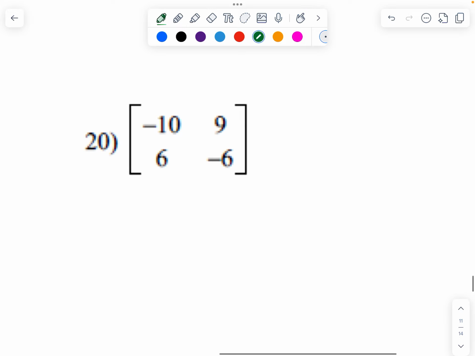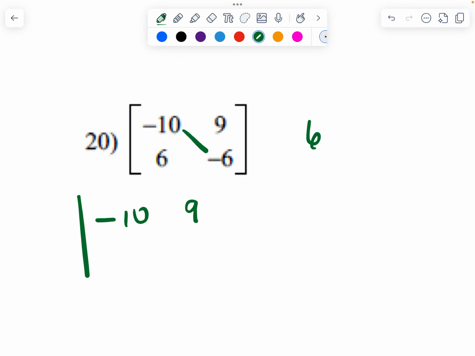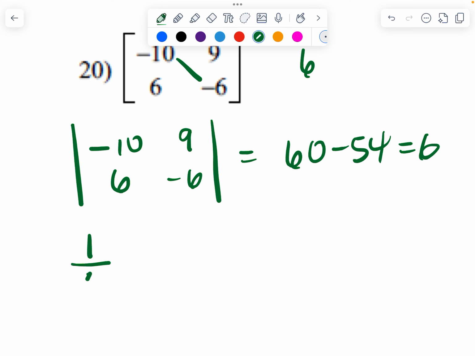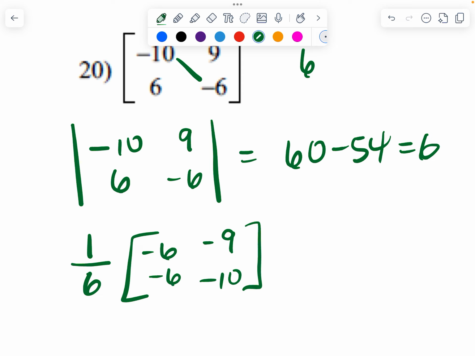Okay. This one, that's going to get me, oops, sorry. I have to write it correctly. 6, negative 6. And this will get me 60 minus 54. And that'll get me 6. So 1 over 6. I switch the positions, negative 6 and negative 10. I take the opposites of B and C. If I multiply that through, I get negative 1. I get negative 3 over 2. I get negative 1, and I get negative 5 over 3.